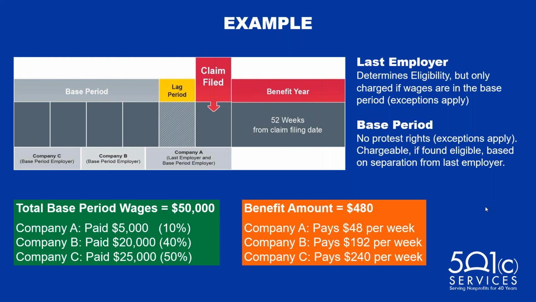So if this person separates from Company A and they file a claim, Company A is going to receive a last employer claim, which is used to determine the person's eligibility based on their most recent separation. They will also receive a base period notice because they have wages in the base period. And the base period notice is simply to address financial liability. Now, companies B and C will only receive a base period notice, letting them know that they have liability and they'll be charged their share if the claimant is found eligible based on their separation from their most recent employer.